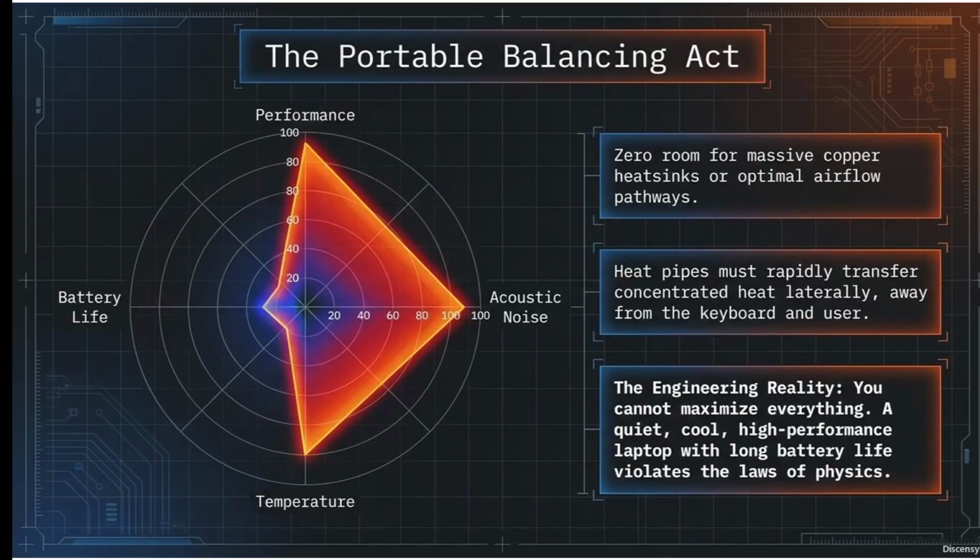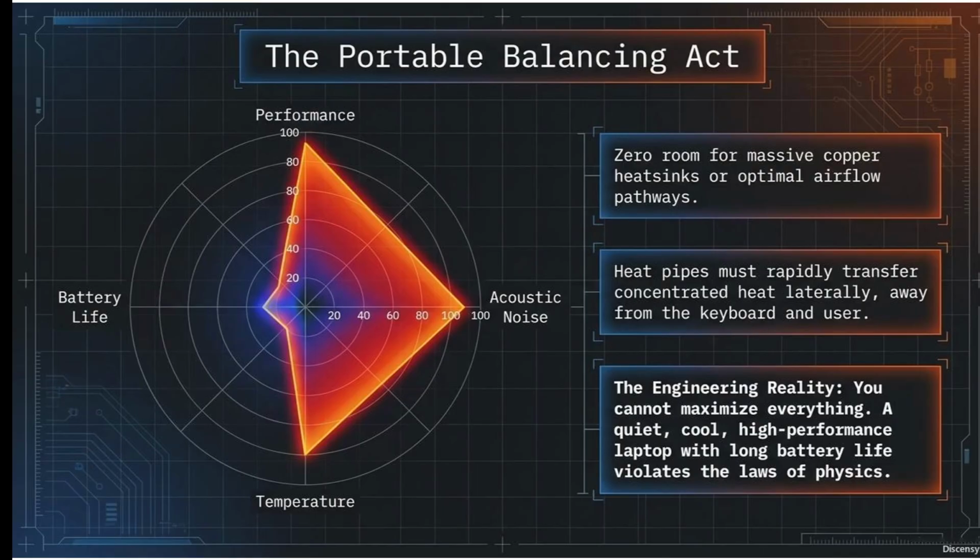The portable balancing act. Zero room for massive copper heatsinks or optimal airflow pathways. This means that based on the size of the device, we wouldn't be able to have massive copper heat sinks. These are devices which are carried outside, like portable laptops. So we wouldn't be able to have any massive heat sinks or optimal platforms which require the hardware to be at a larger volume.